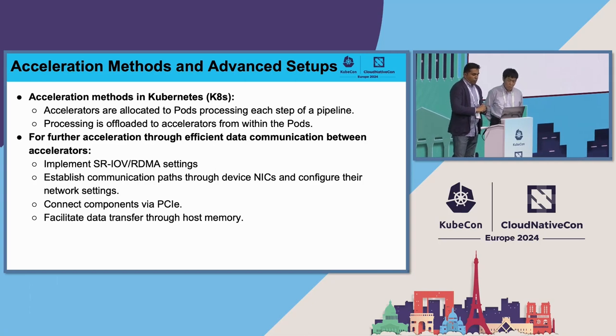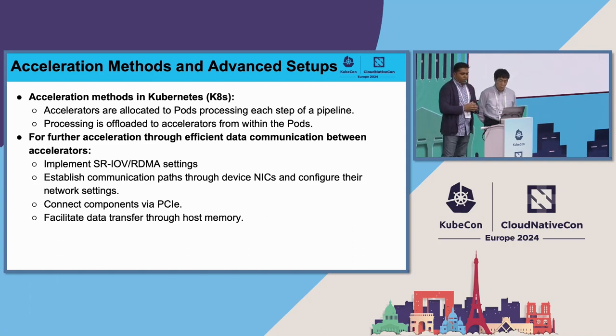When you want to make more specific enhancements to the acceleration process, we normally use SR-IOV or RDMA between the pods or the devices. And most of the accelerators normally have their own network interface. So we could use this network interface to directly send the data between the accelerators.